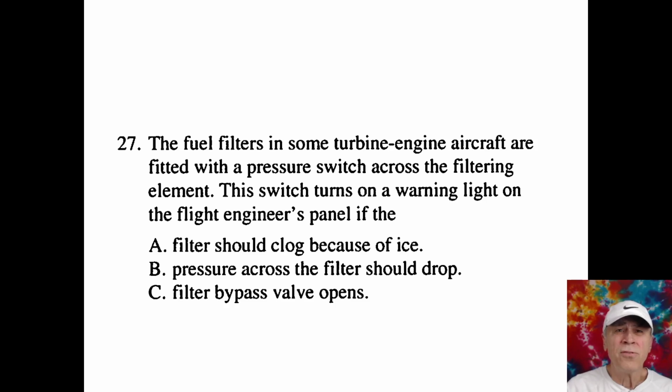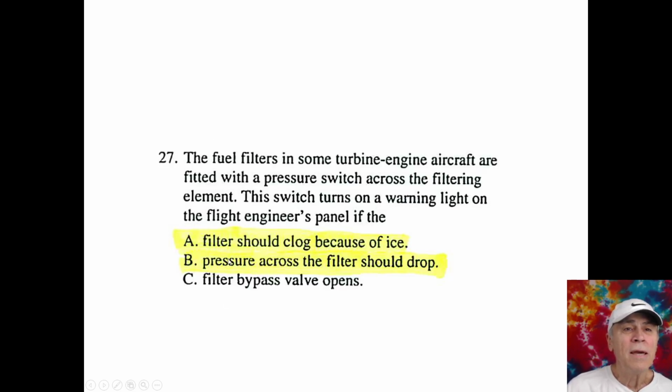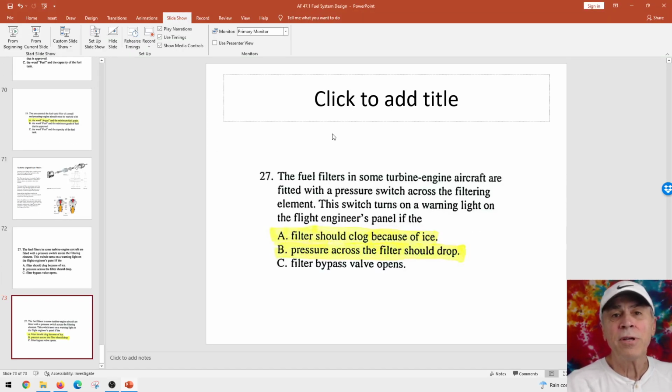Question. The fuel filters in some turbine engine aircraft are fitted with a pressure switch across the filtering element. The switch turns on a warning light on the flight engineer's panel if there's some ice. A, the filter should clog because of ice. And also B, pressure across the filter should drop. So I was going to say they're both probably right. I'm not sure what the book said. I'll have to see if I can even find this question again.